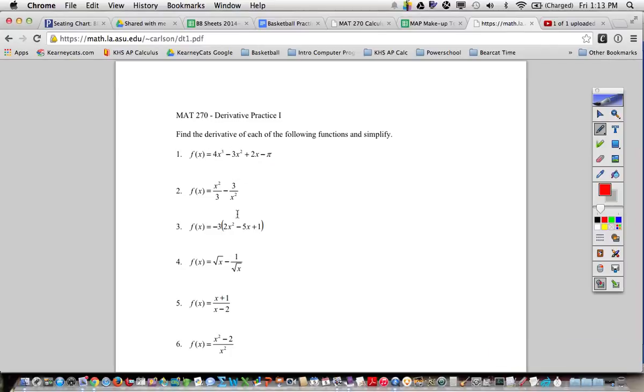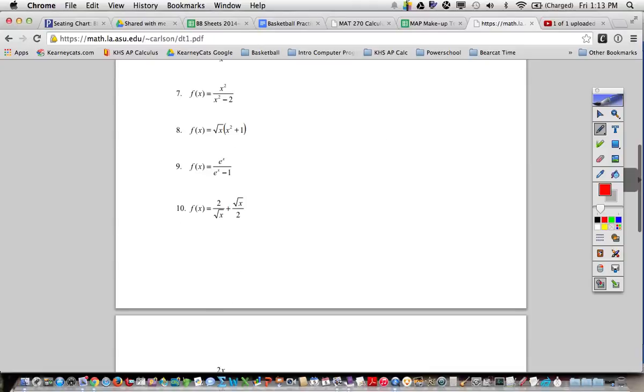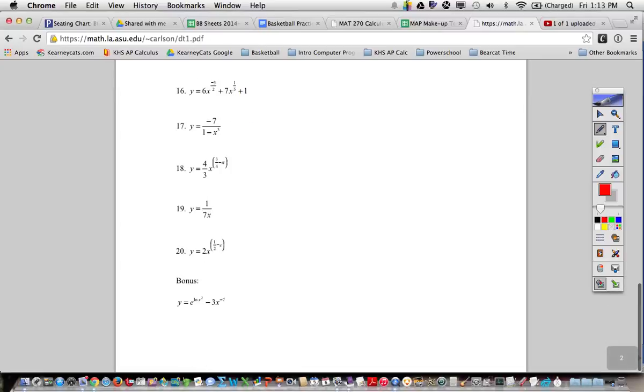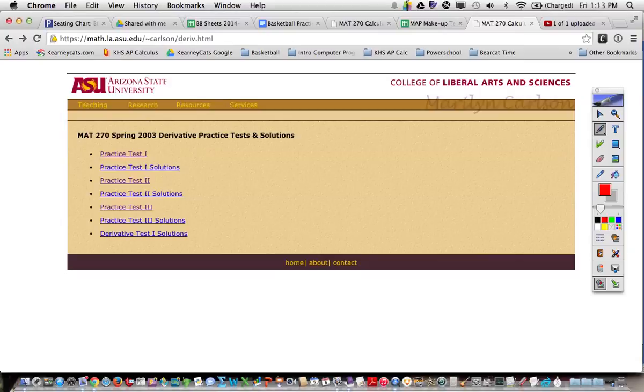But they start out pretty simple. Derivative practice 1, pretty simple, just regular x's and stuff. Then you get into some quotient rules. You get into some e to the x's here. And you get into some that you can simplify algebraically first. You get into some negative powers. That's about it on the first one. Okay?